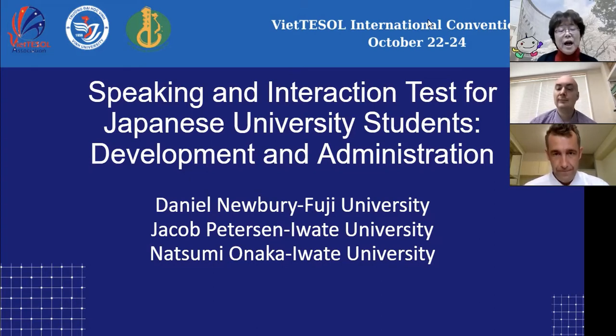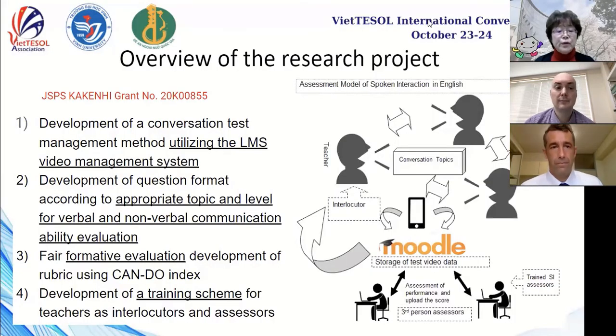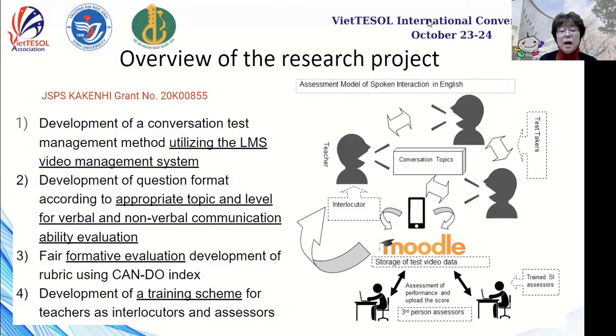Okay, first, I'd like to give you an overview of our research project. This project is supported by the Japanese government, and you can see the number of this research. In this chart, you can see the big picture of what we are trying to do. Now, here is an interlocutor. The teacher interviews the two test takers.